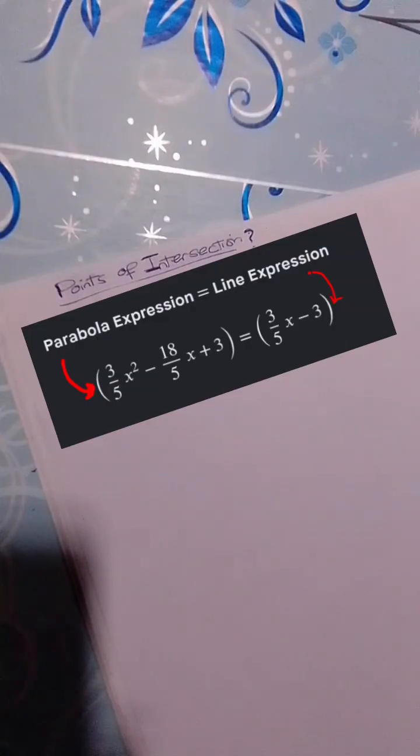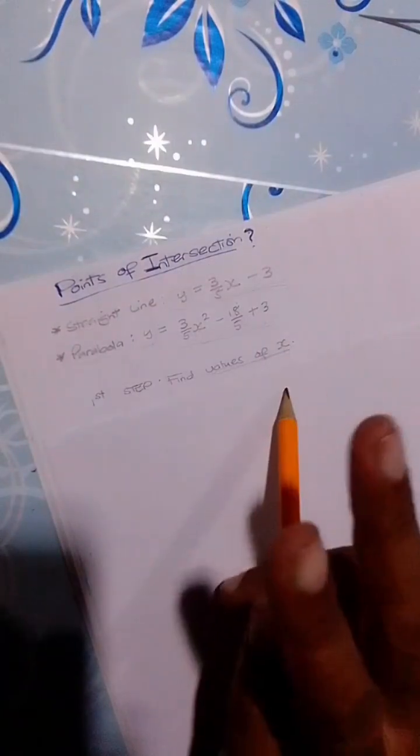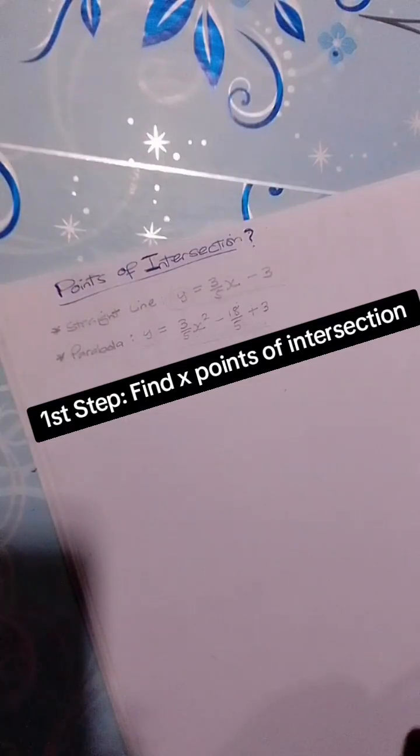First of all, let's get the equations for the two lines, the straight line equation and the parabola equation. If you don't know how we got the equations, you can go to the first two videos where we found the equations of the straight line and the parabola. First step is to find the x points of intersection, because there are two different places that the lines meet each other. There are going to be two x points of intersection.